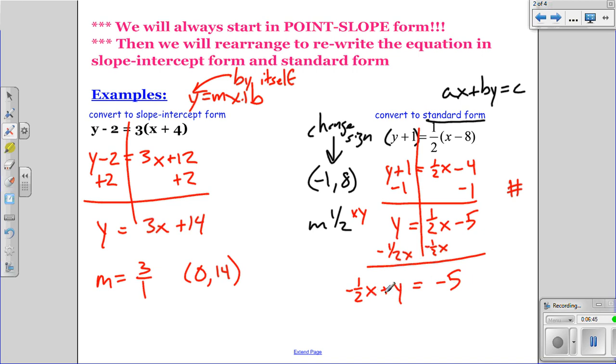But the key is we cannot have fractions. We have to have some sort of integer or whole number. So I'm going to get rid of this fraction. So this is called clearing fractions. I'm going to multiply everything by 2, both sides. And when we do that, the 2 times the 1/2 cancel, and we're going to get -x, okay, plus 2y, distribute the 2. And then over here, what's 2 times -5? -10. Okay. So that's what we're going to have in this case here.